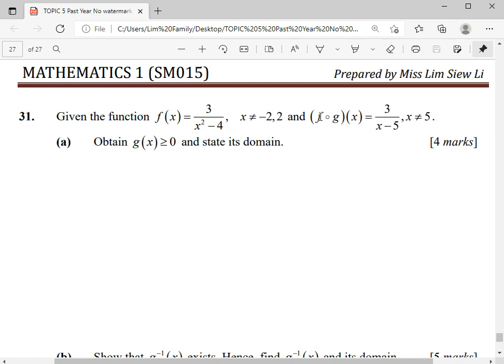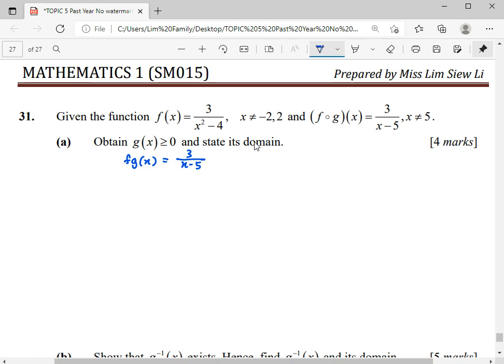They give you a composite function fg(x) equal to this. Obtain g(x), where g(x) is a positive function, then state its domain. So they are testing us on composite function here. First of all, they say fg(x) equals 3 over x minus 5.